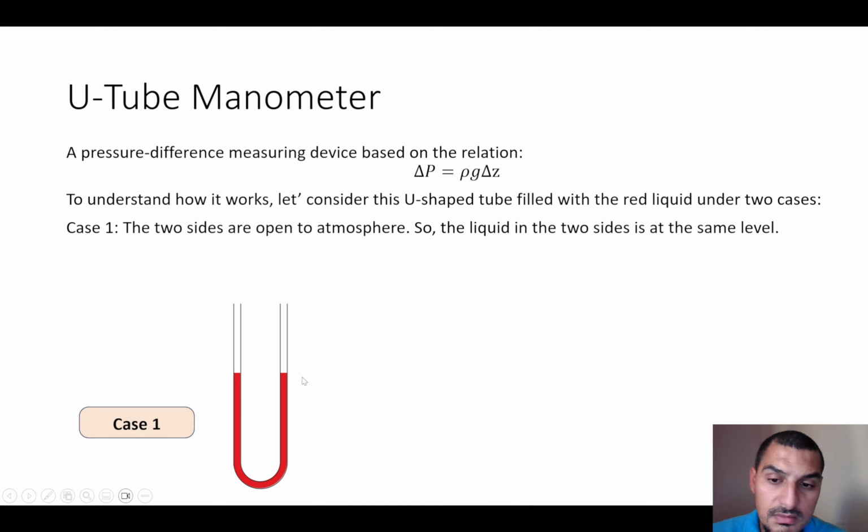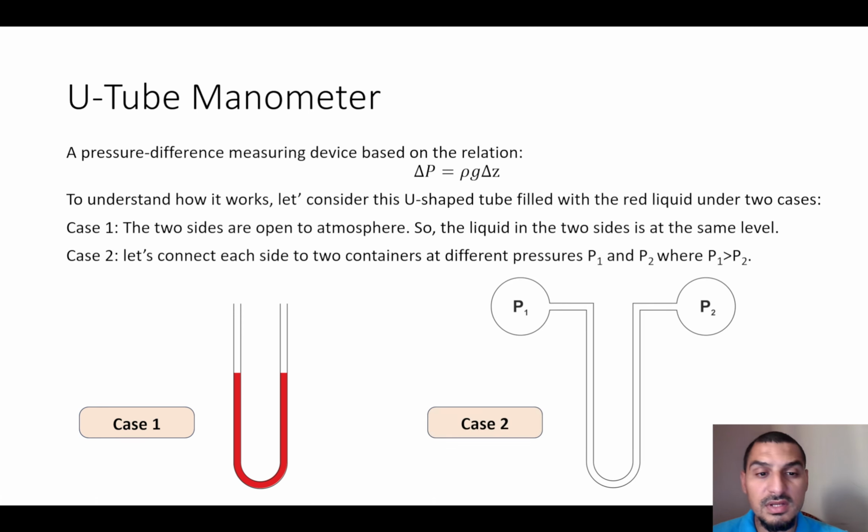This is expected because, based on fluid statics, this is atmospheric pressure and here is atmospheric pressure. So the two surfaces are exposed to the same pressure, so they must be at the same height because they are in the same continuous fluid. So the two interfaces would be at the same height.